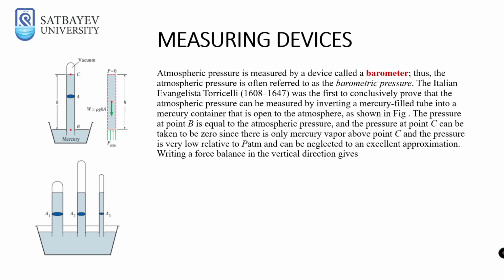The atmospheric pressure is measured by a device called a barometer. Thus, the atmospheric pressure is often referred to as the barometric pressure. The Italian Evangelista Torricelli was the first to conclusively prove that the atmospheric pressure can be measured by inverting a mercury filled tube into a mercury container that is open to the atmosphere, as shown in the figure.